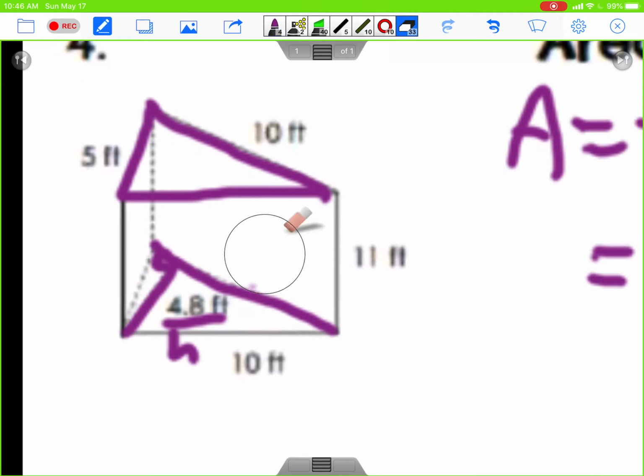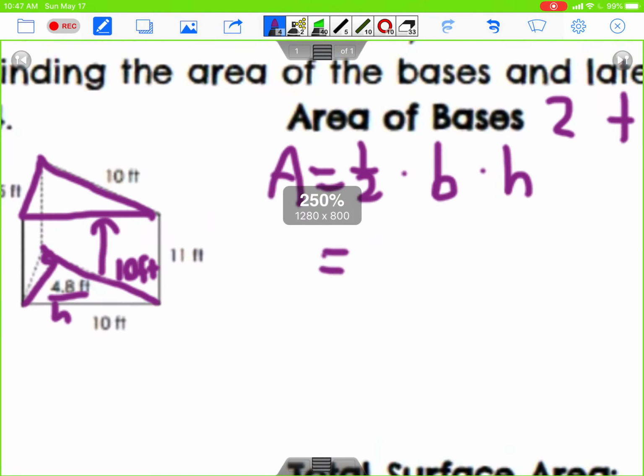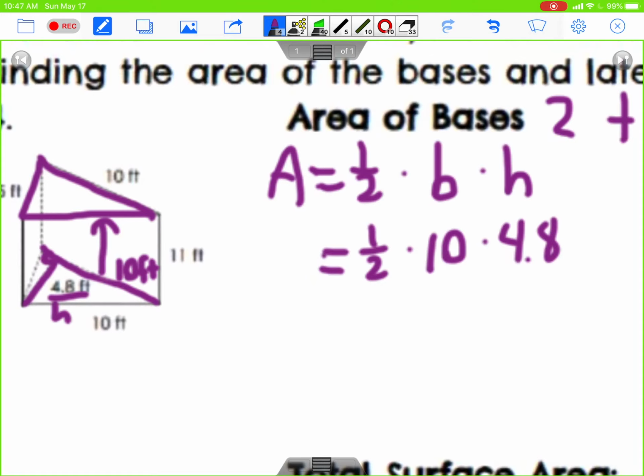All I need to do is look at the side directly across from it. Directly across from this side, straight above, is 10 feet. So that means this base is going to be 10 feet. Now we have our base and our height. So we plug it in: 1/2 times 10 times 4.8. 0.5 times 10 times 4.8.